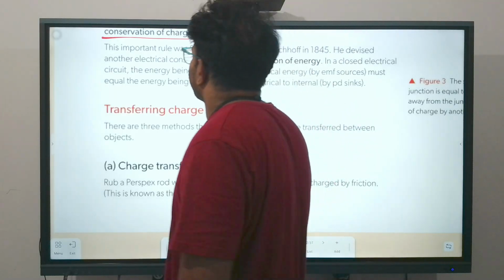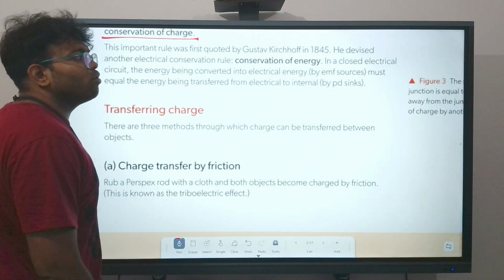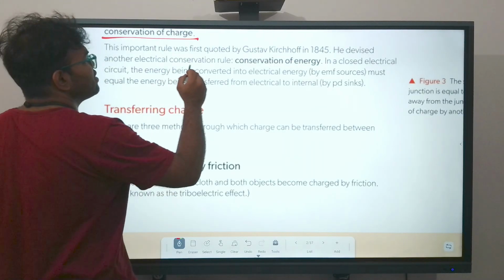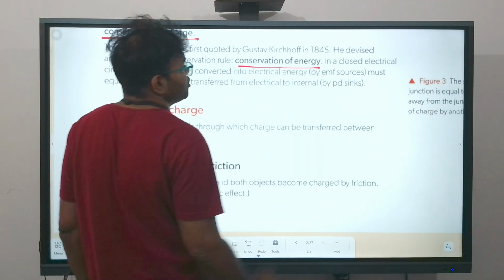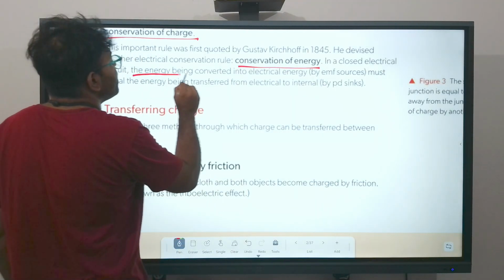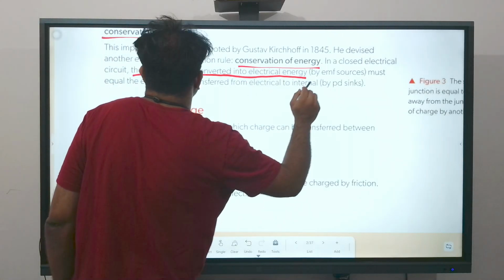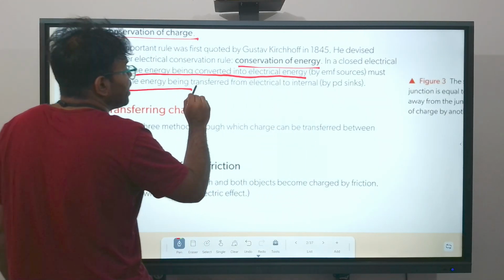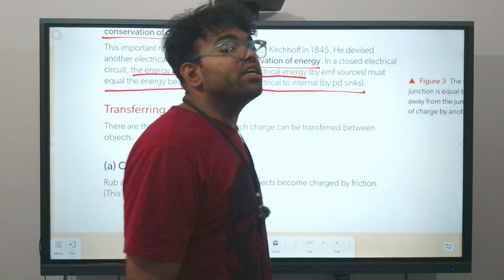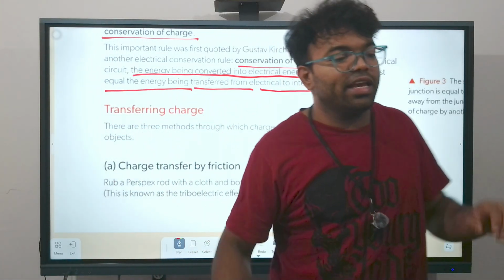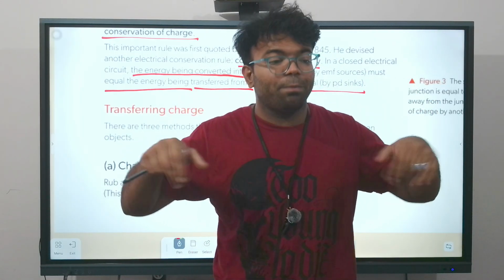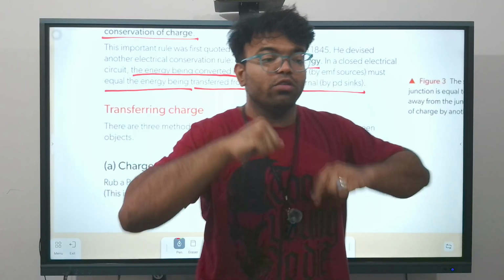Now, this important rule was first quoted by Gustav Kirchhoff in 1845. He devised another electrical conservation rule, conservation of energy. In a closed electrical circuit, the energy being converted into electrical energy must be equal to the energy transferred from the electrical to the internal by a potential difference sink. So basically, in very simple terms, he is saying the amount of voltage supplied in should be equal to the amount of voltage drop.